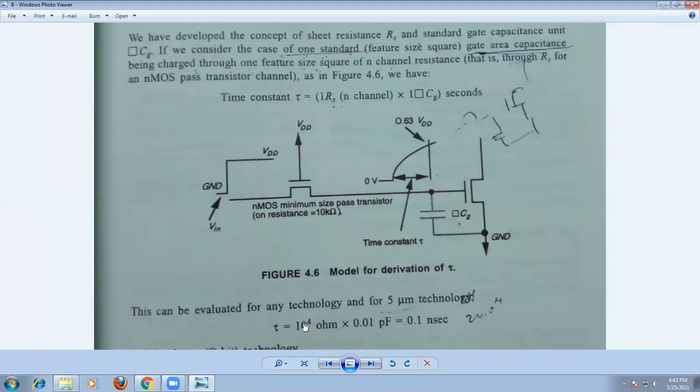So delay is nothing but now, how to calculate the delay in 5 micrometer technology? Delay is nothing but 1 RS into 1 square CZ basically. So tau for 5 micrometer technology, the value of RS is 10 to the power 4 ohms and 1 square CZ in 5 micrometer technology, what is the value? Already we calculated that value. In terms of picofarad, 1 square CZ in 5 micrometer technology is equal to 0.01 picofarad. Okay, 0.01 picofarad. So tau is equal to 0.1 nanosecond, right?